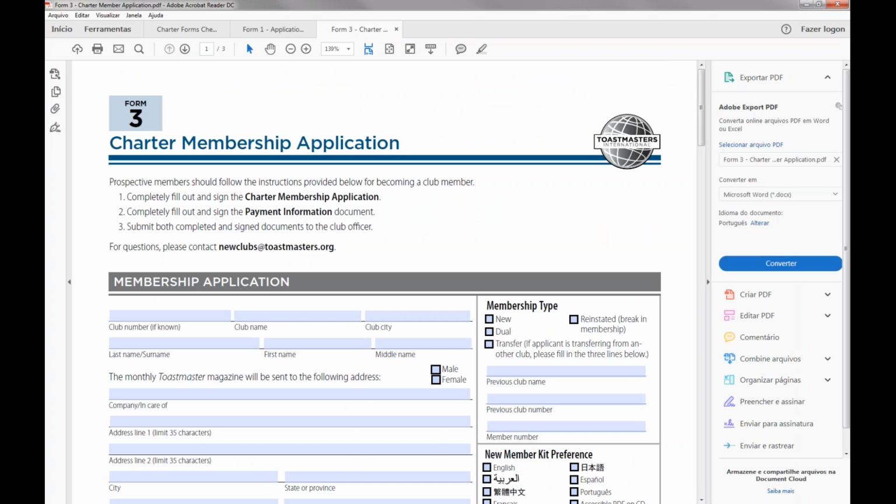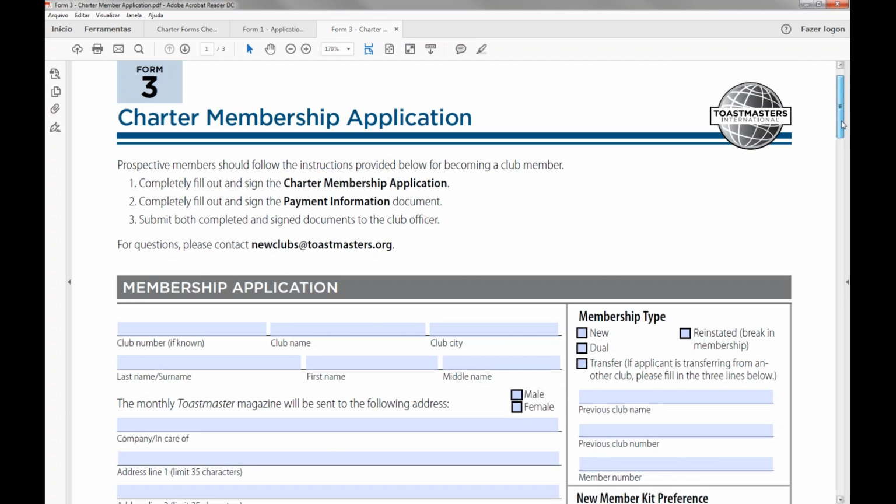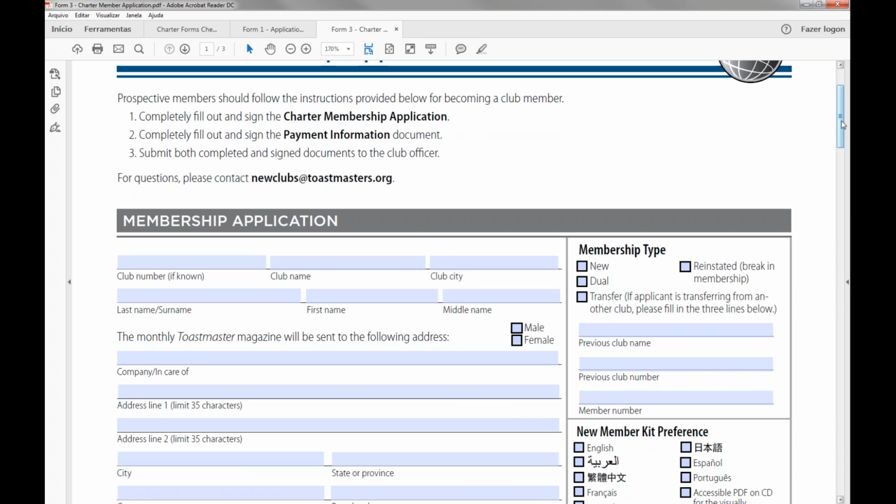I'm going to point out only some of the things that are critical and that we cannot forget, because otherwise the process will be complex. First, this is the document that everyone needs to sign, and in order to charter a club you need at least 20 members. You can charter with more than 20, but you need to have at least 20 members.